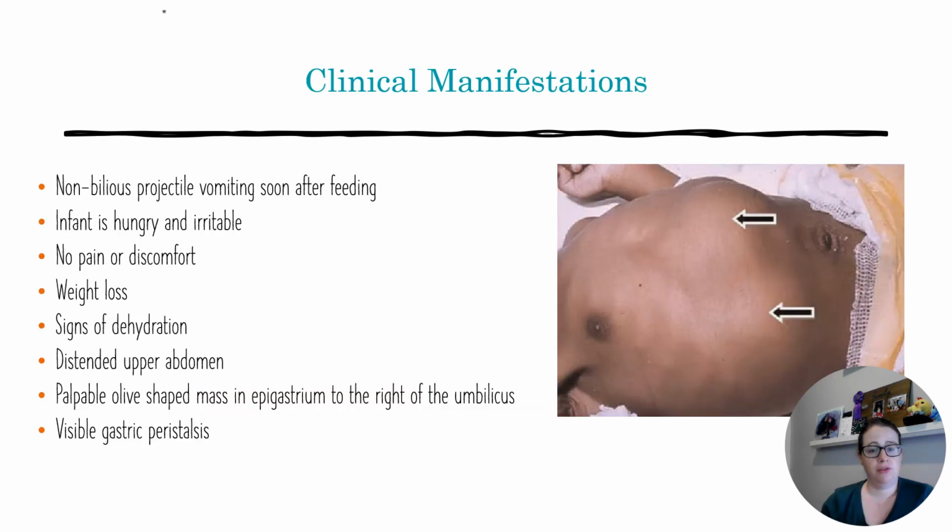So I mentioned the projectile vomiting and the hunger. It's also important to note these episodes are not occurring with discomfort, okay? In this photo, you can see that smaller mass down on the right side or the lower part of the photo. And then that bigger lump on the left is the peristaltic wave that moves from left to right that can be visible in these patients.